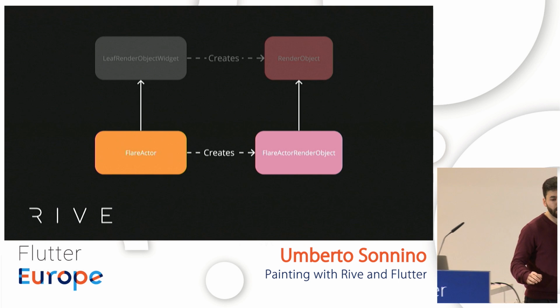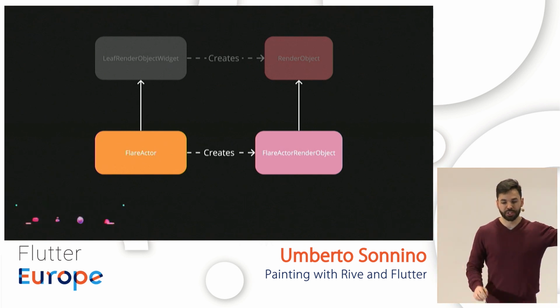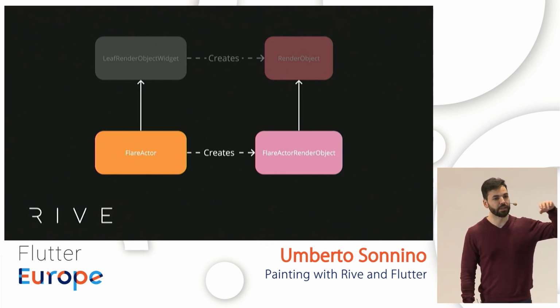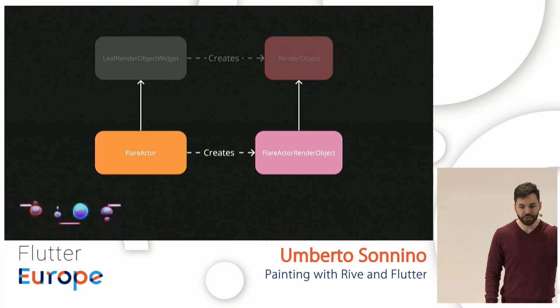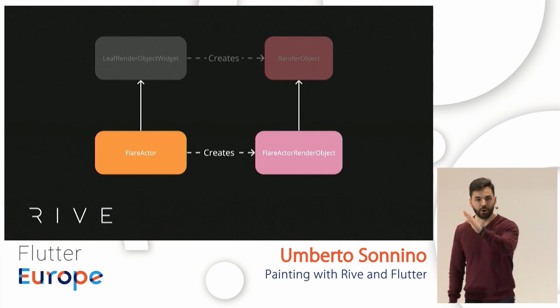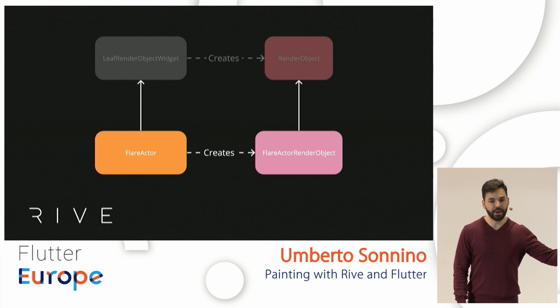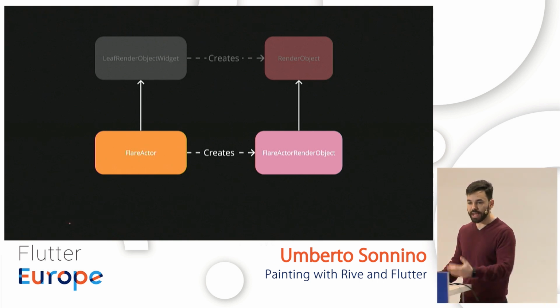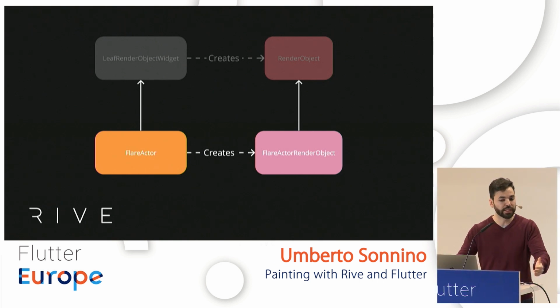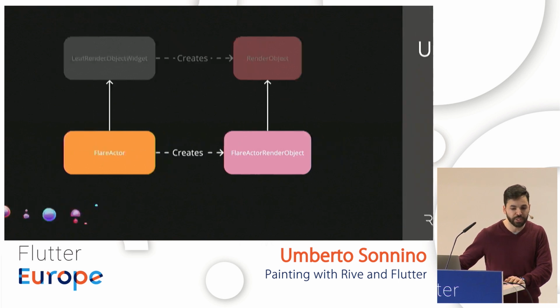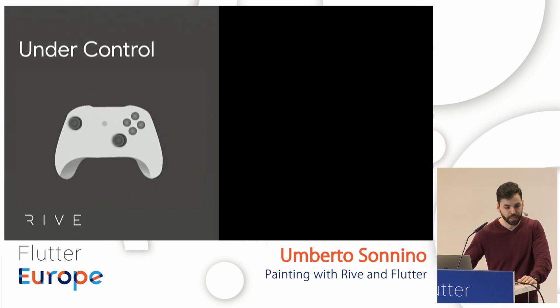So again, you get a leaf render object widget, and in this case, our Flare Actor is an extension of that, and that creates the render object. In our case, the Flare Actor will create the Flare Actor render object, and this is what renders everything on screen, the animations that you see in the editor.